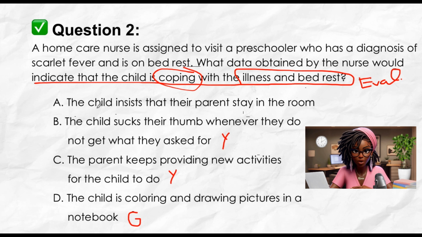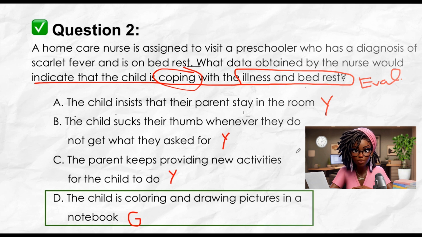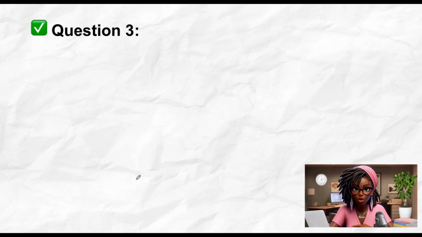Now, A, the child insists that their parents stay in the room. So this is demonstrating mild anxiety and attachment behaviors, right? Which is common in preschoolers, especially when they're sick. At this moment, this shows dependency, and we also need to monitor this to see if it's going to get worse or get better. So at this point, this is a yellow zone type of answer choice. So our green zone answer choice is going to be D. All right, so let's do one more here.